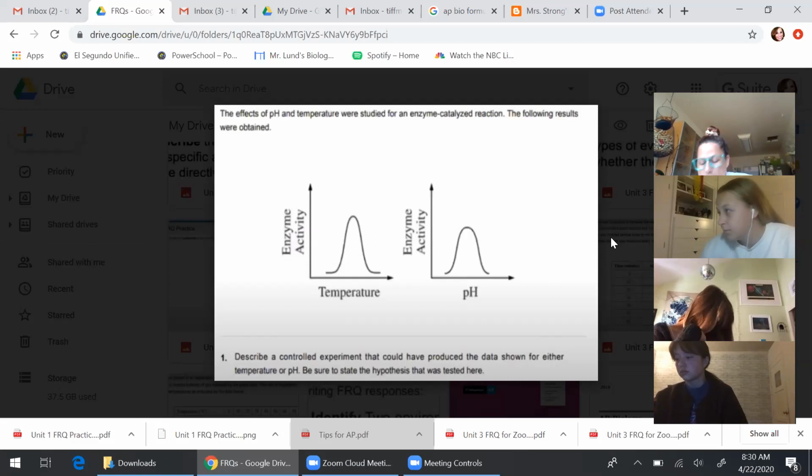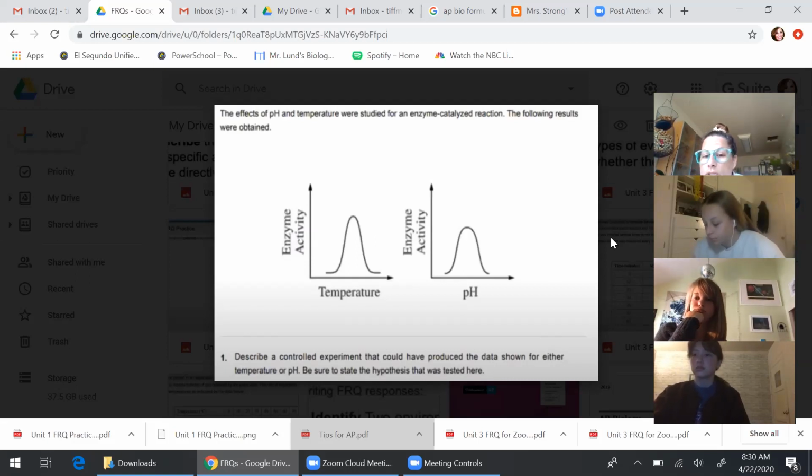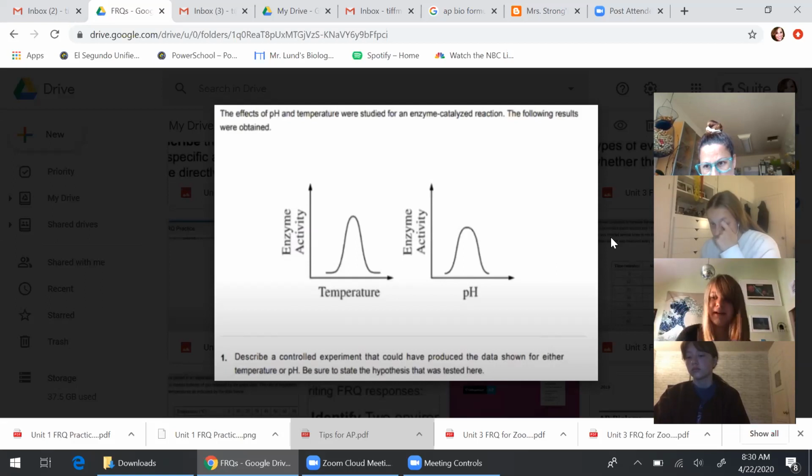Does anyone want to share some of their experiment, or the broad strokes of it? You don't have to read your answer if you don't want to, but just what your experiment might look like. Sadie, great, thanks. So I did an experiment that would use enzymes that produce carbon dioxide bubbles. Oh, cool. Oh, perfect. So you would put the enzyme into a solution with substrates, and you would count the bubbles after 10 minutes at different pHs and temperatures.